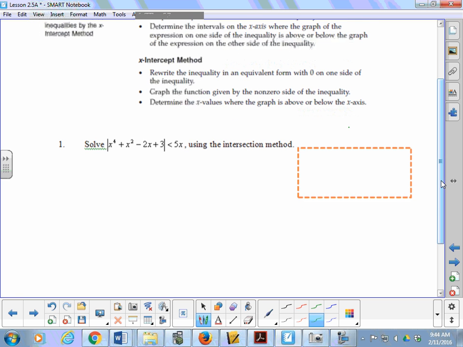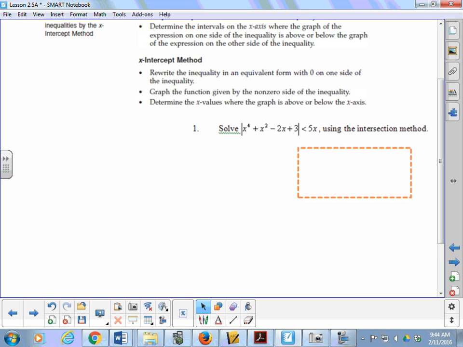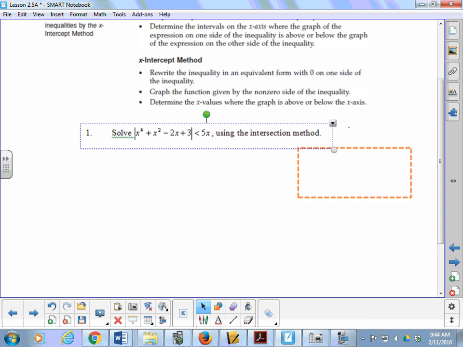All right, so the first one here, we're going to use the intersection method. So get your calculator out, put the left side in y1 and the right side in y2. Yep, you are putting in absolute value.